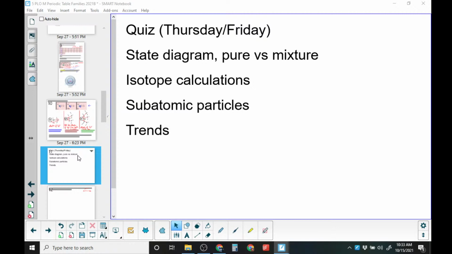Oh, next thing I should make sure we do. We have a quiz. Next week, Thursday or Friday, it's going to have like the state diagram, solid, liquid, and gas, pure versus mixture, isotope. Today is Friday, which means our quiz would then probably be on Thursday. Yes, question? No. Test is probably the week after. So quiz next week, possibly test the week after or the week after that, depending. Depends when we're done quantum.